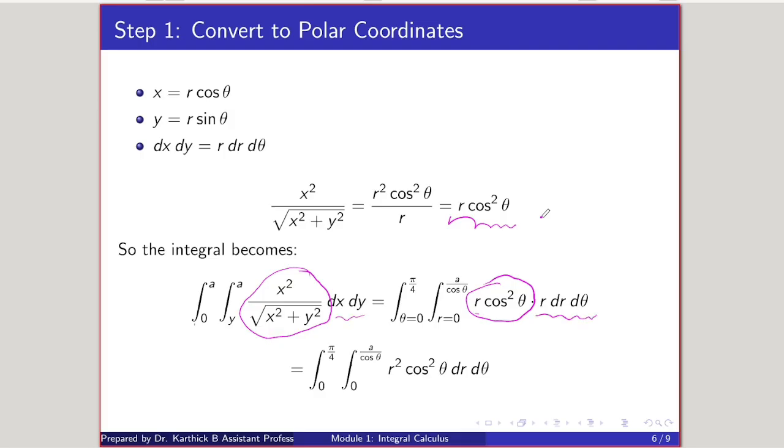Now you just see here, for the variable y the limits are 0 to a, and variable x lies from y to a. So how do we get the new limits for theta and r? Let's start with the graph again.